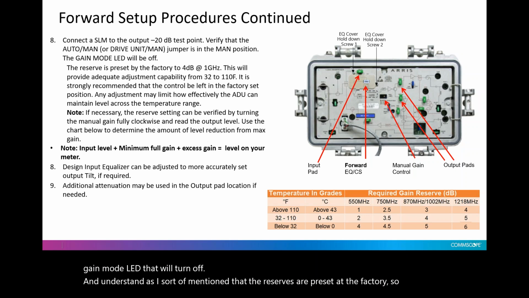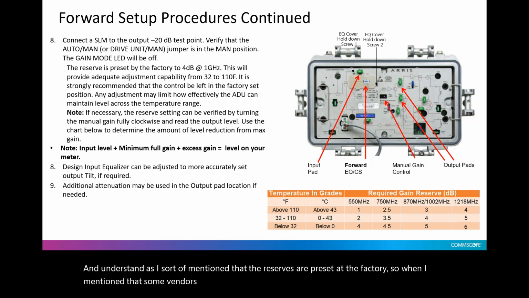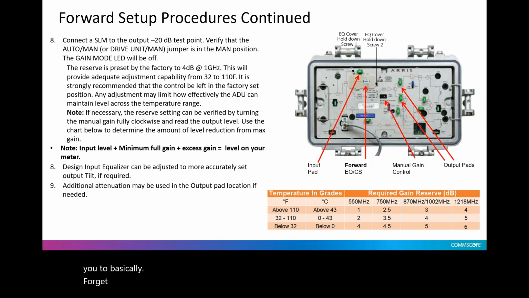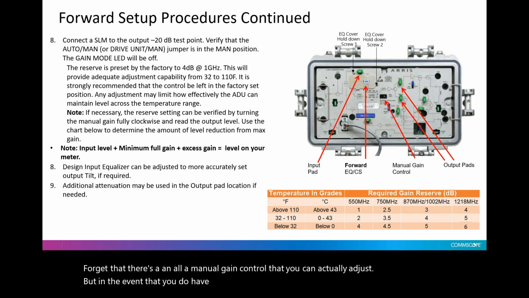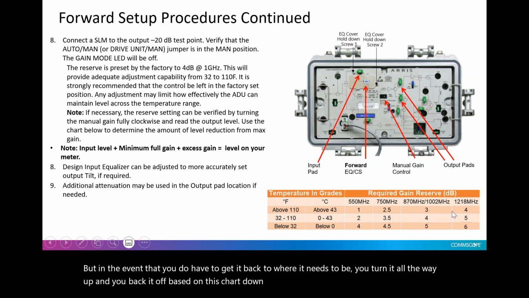So when I mentioned that some vendors don't have an automatic or a manual gain control, we're asking you to basically forget that there's a manual gain control that you can actually adjust. But in the event that you do have to get it back to where it needs to be, you turn it all the way up and you back it off based on this chart down here below.